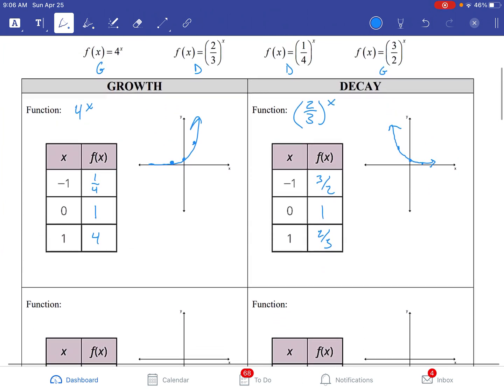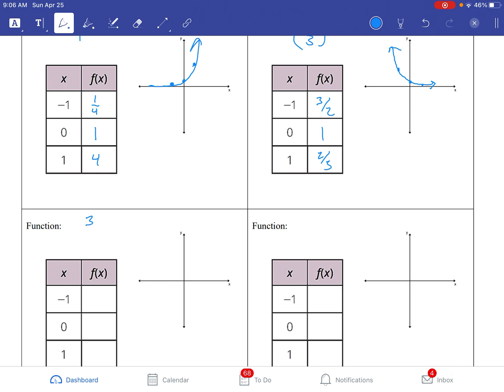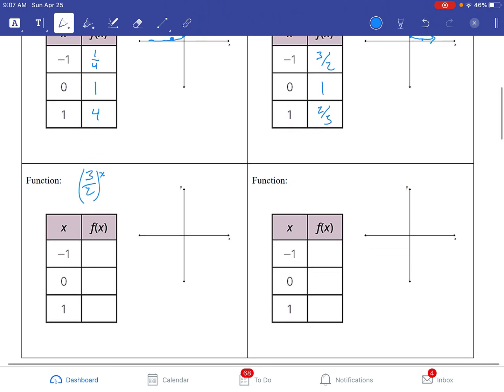Now we have another growth function here. So remember we had 3/2 to the x. Okay. If we have -1, so 3/2 to the -1 power gives you 2/3. 3/2 to the 0 power gives you 1. And 3/2 to the first power gives you 3/2. So it's again getting bigger as we go along the x-axis.